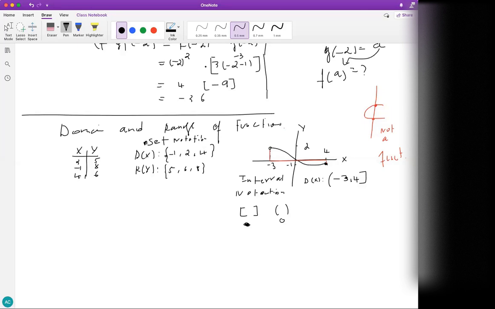Is it? Shouldn't be hard to figure out. Is 1 included in this interval? Look at the graph here. Do we have 1 here? Is it? Very good.